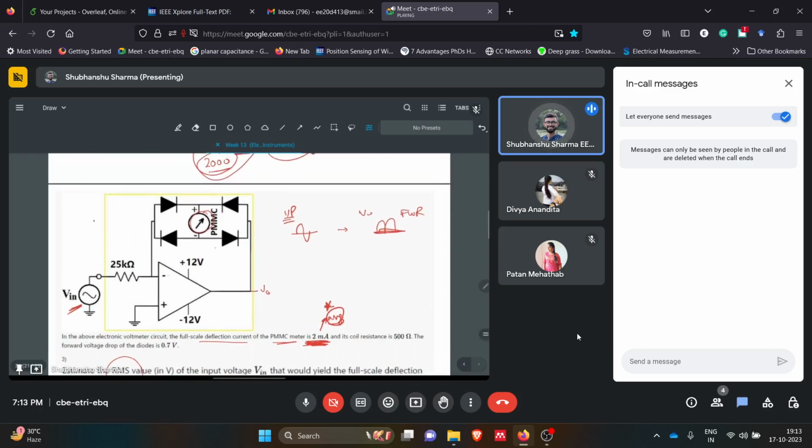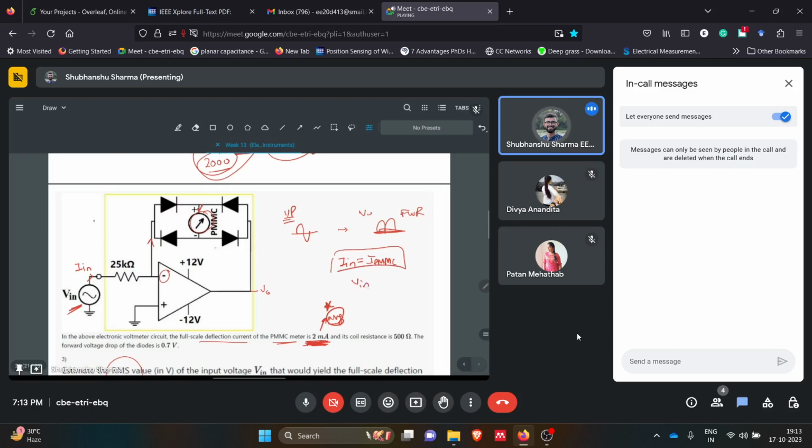Since there is an op amp, you first check whether the feedback is negative or positive. This is negative feedback op amp. If that is the case, then this is the I input, and this same I input travels through the PMMC. So I input is equal to the PMMC meter current. Keep this in mind.